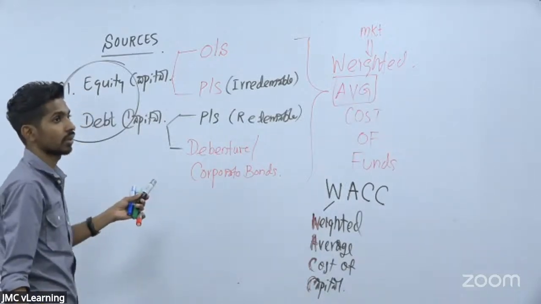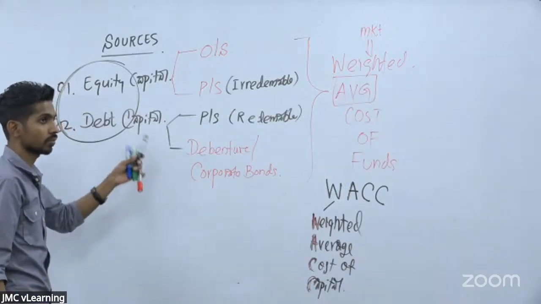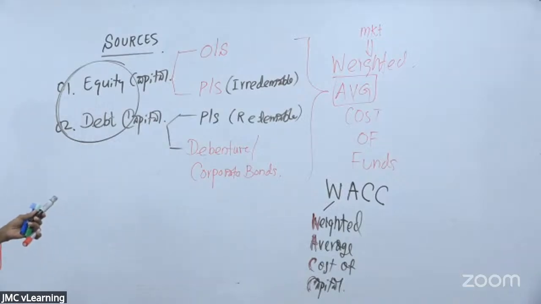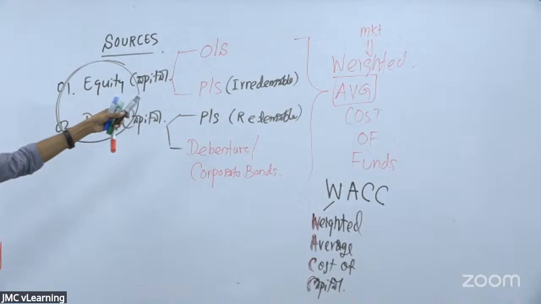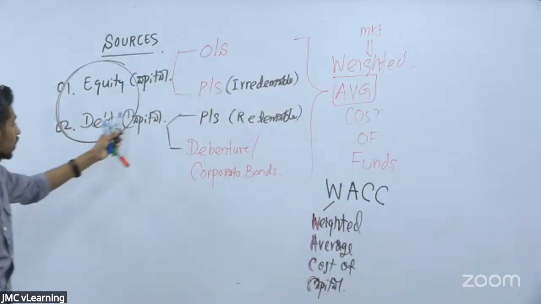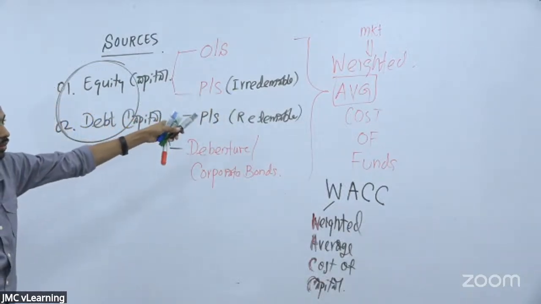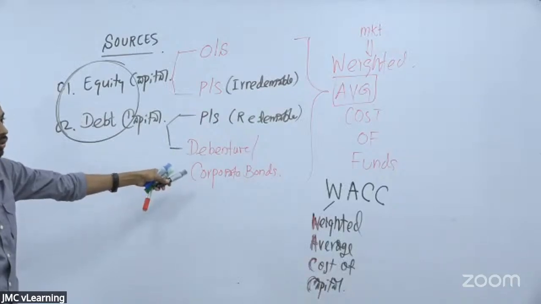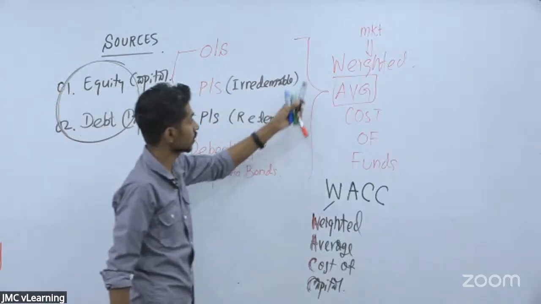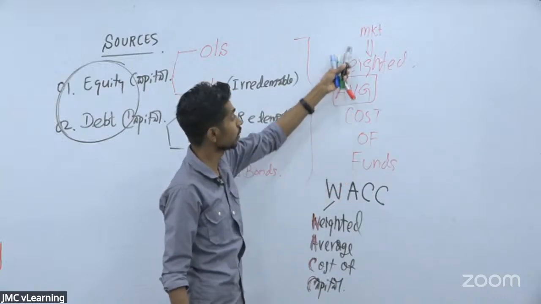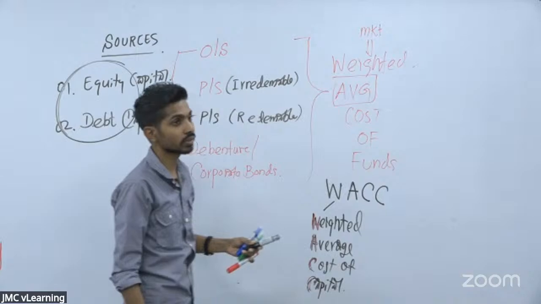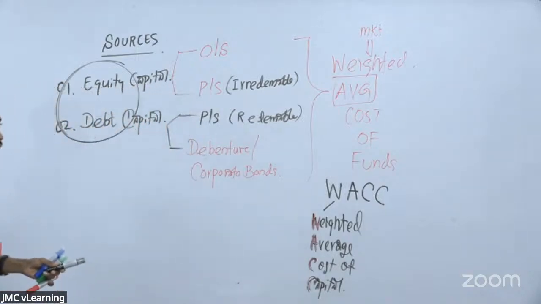I think all of you are able to write down this one. Quick, hurry up. Equity capital, debt capital. Equity capital will consist of the ordinary shares and preference shares. Preference shares are the irredeemable preference shares. Debt capital is the redeemable debentures or corporate bonds. Whatever the sources of funds available, we have to average the cost of funds. It should be weighted based on the market value. It will be called the WACC, weighted average cost of capital.